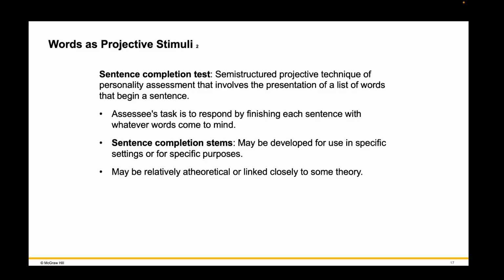So, ito yung sinasabi ko sa inyo kanina na ibang-iba doon sa word association test. The sentence completion test, ito naman yung semi-structured projective technique.